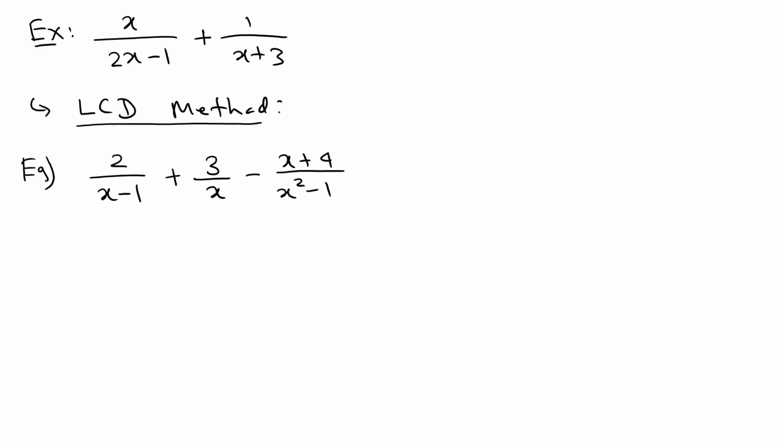Let's say we have 2 over x minus 1 plus 3 over x minus x plus 4 divided by x squared minus 1. You can see x squared minus 1 has two factors, x minus 1 and x plus 1. So the LCD, the least common denominator, is the product of different factors. The product of different factors are x, x minus 1 and x plus 1.